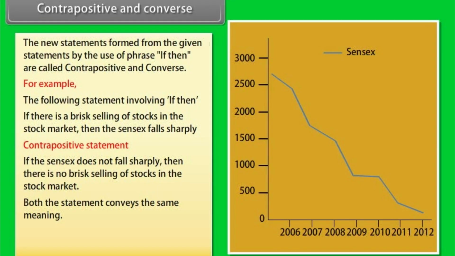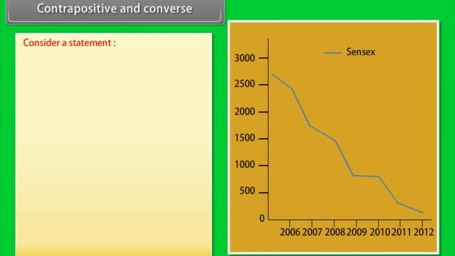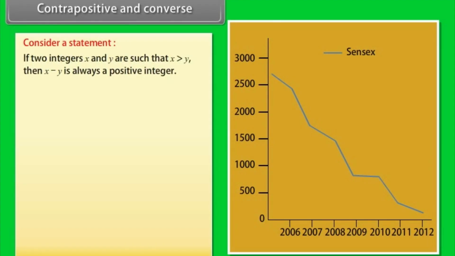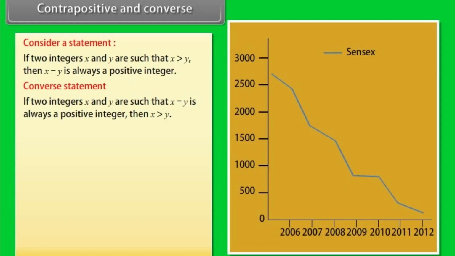Both the statements convey the same meaning. The converse of a given statement, if P then Q, is if Q then P. Consider a statement. If two integers x and y are such that x greater than y, then x minus y is always a positive integer. The converse of this statement is, if two integers x and y are such that x minus y is always a positive integer, then x greater than y.